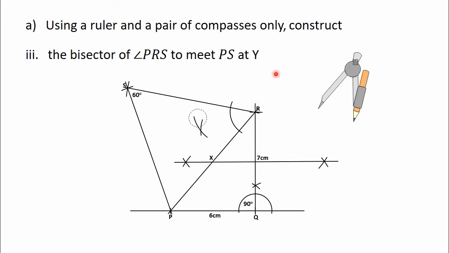I'm going to clean this part of the arc and I'll clean this part also. You can see that the two arcs intersect at this point. To get the bisector of the angle PRS, we will draw a straight line to join the point of intersection of the two arcs to point R. The question says that we should construct the bisector of the angle PRS to meet the side PS at Y. We can see from our construction that the bisector of the angle PRS meets the side PS at this point. Their point of intersection will be point Y. So we have point Y here.